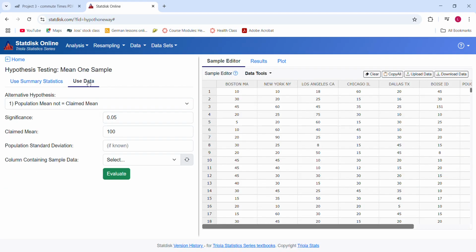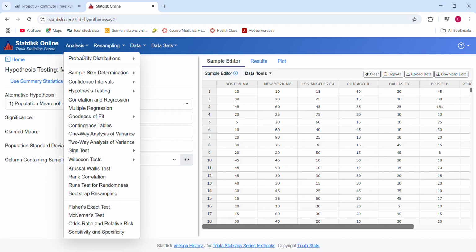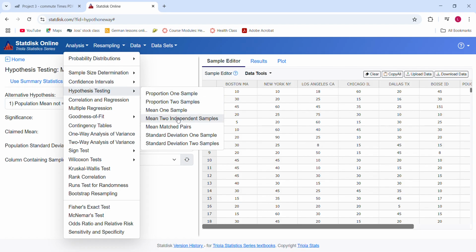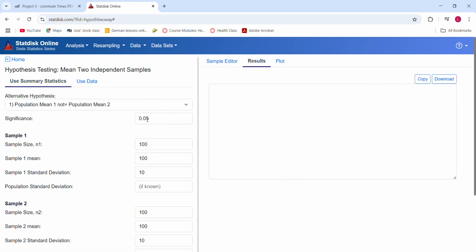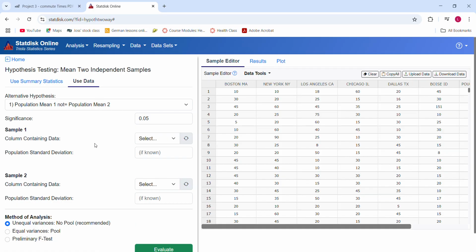Again, use your data. You have a significance level, your claimed mean, which you would have to enter in. We do not know the population standard deviation, and then you would select that Los Angeles, and then go ahead and evaluate. Likewise for number 6, going back to hypothesis testing, since we are dealing with 2 independent samples here, selecting that, using our data.